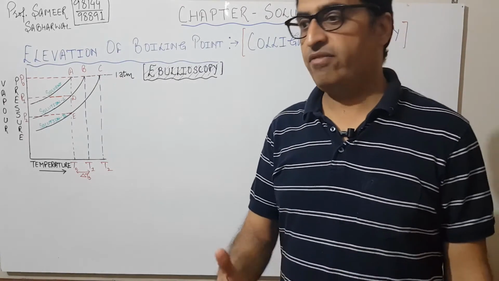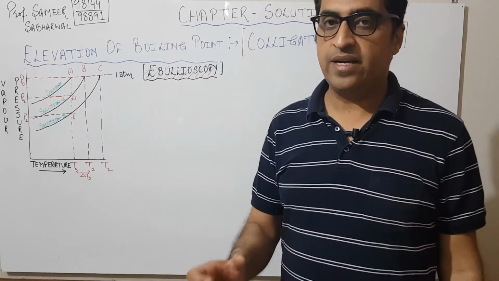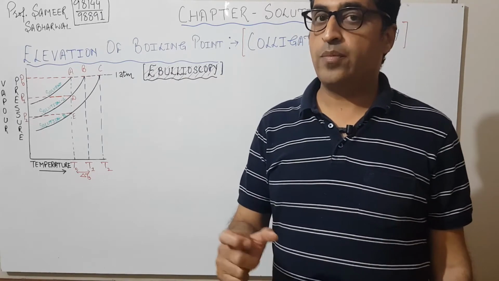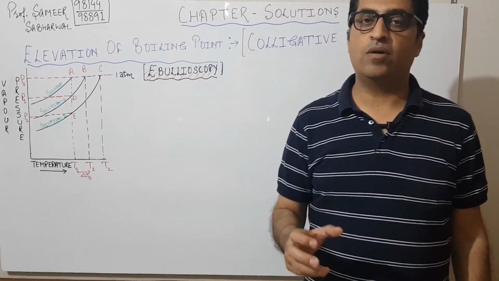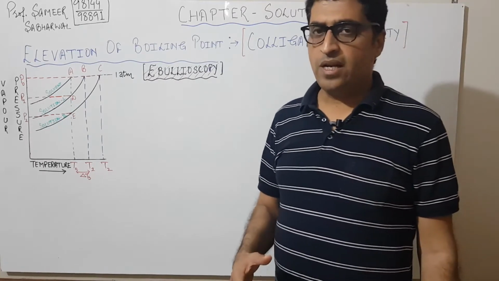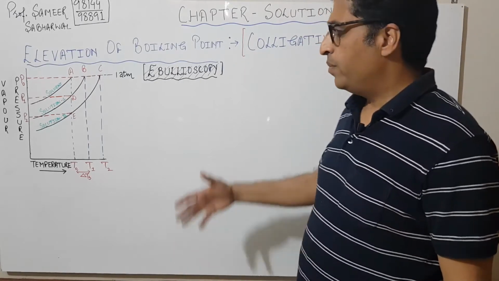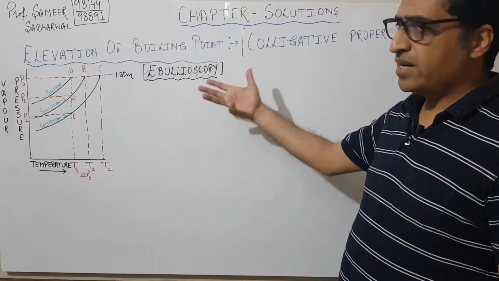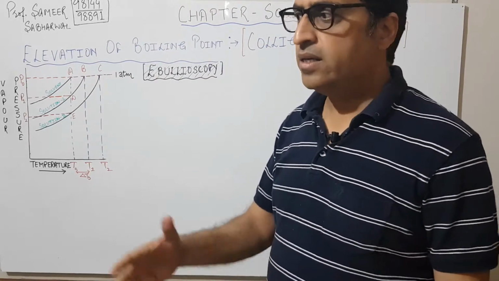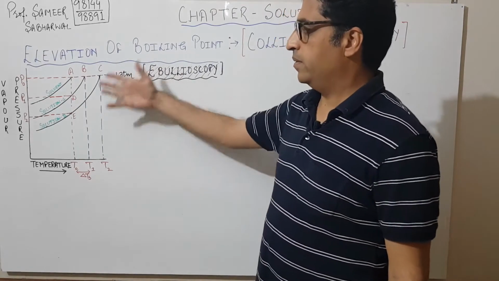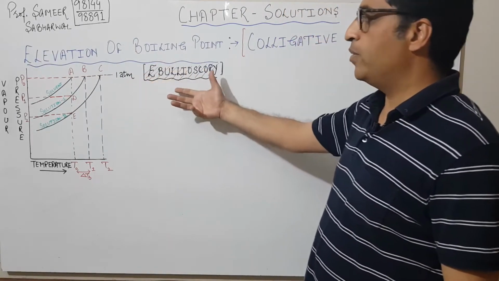So we may have any kind of solute particle to make solution, but that elevation is coming out to be the same. That is why elevation of boiling point is colligative property. This elevation of boiling point is also known as ebullioscopy. Ebullioscope is basically an apparatus which is used to find out the boiling point of different solutions, and the whole process is coming under ebullioscopy.